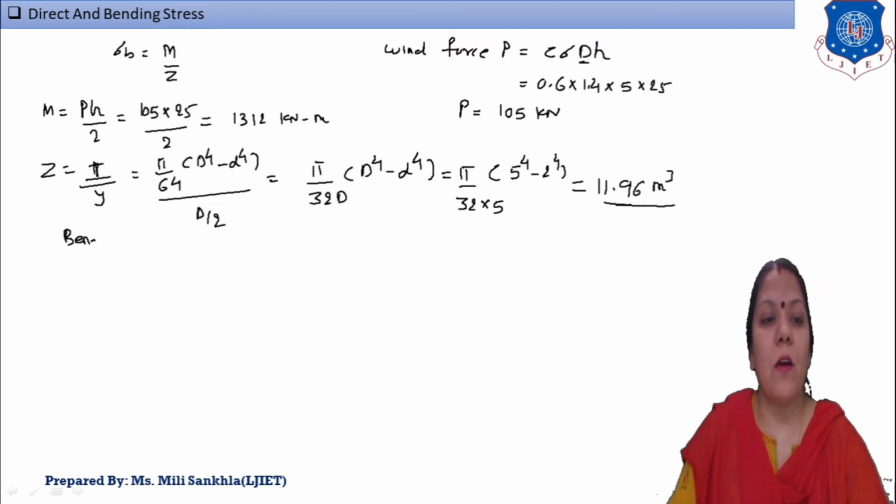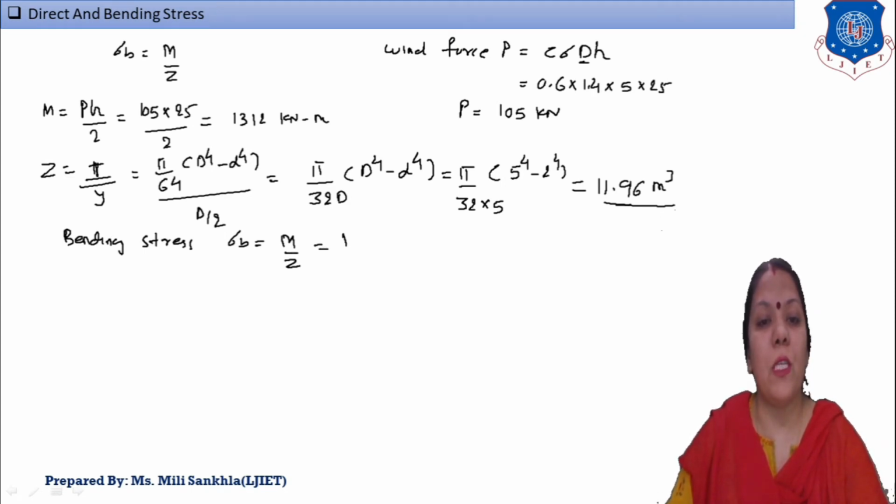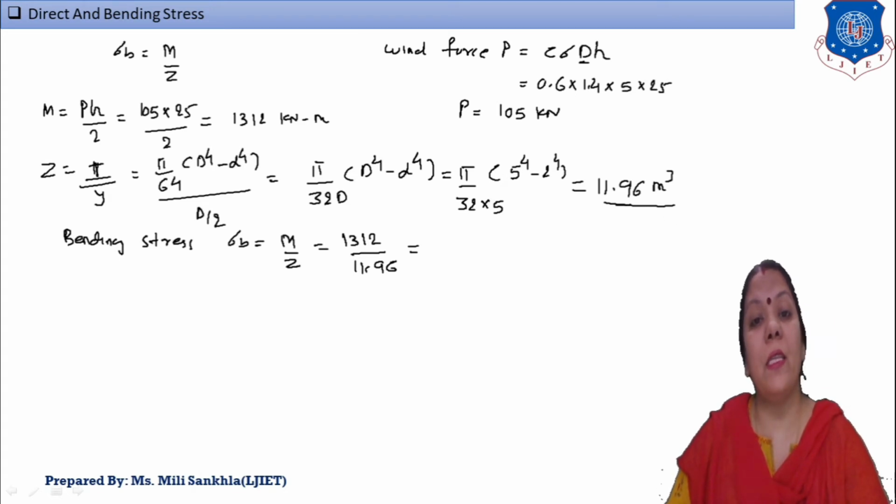Right here, our next value is bending stress, sigma b, equal to M by Z. Now one by one put the values here. 1312 divided by Z, which is equal to 11.96. Simply divide the numerator and denominator. Our answer is equal to 10974 kilonewton per meter square.